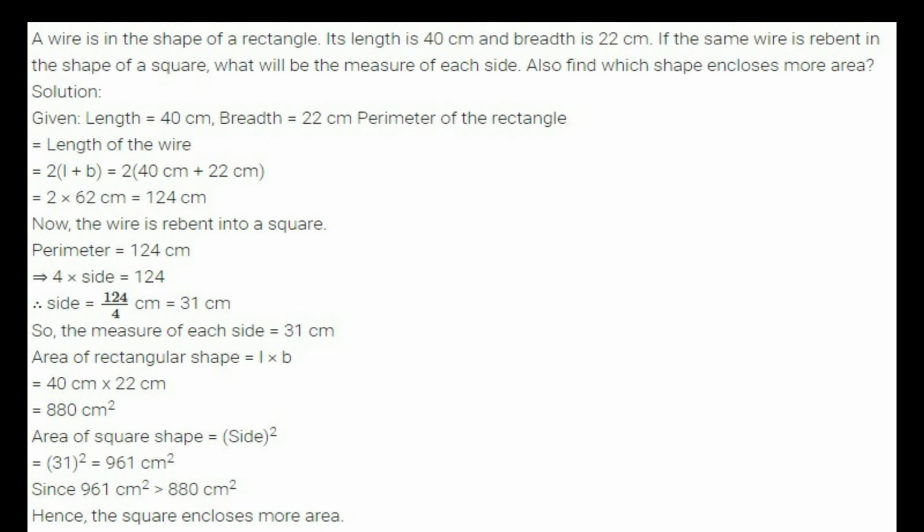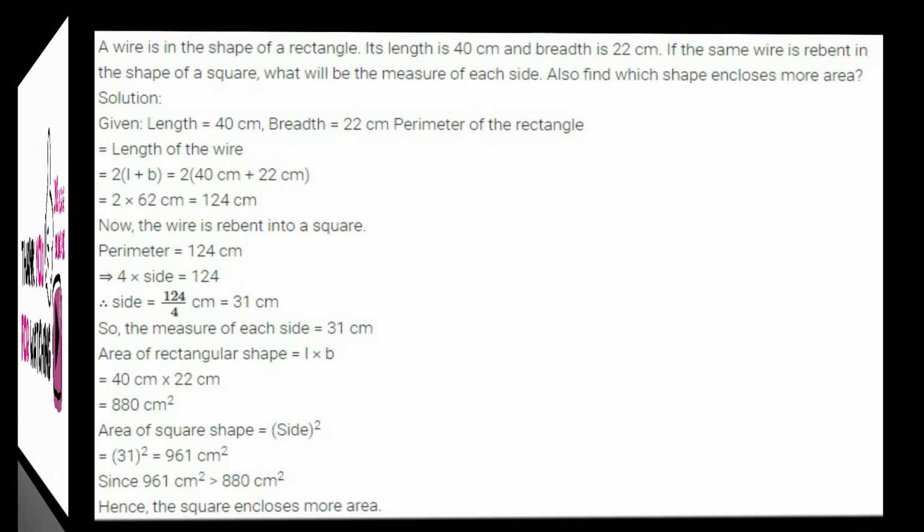And they are not asking for the difference, they are asking just which one has more area. So we can easily find out which one has more area. The square one has more area than the rectangular one. So 961 centimeter square is more than 880 centimeter square. So the square encloses more area.